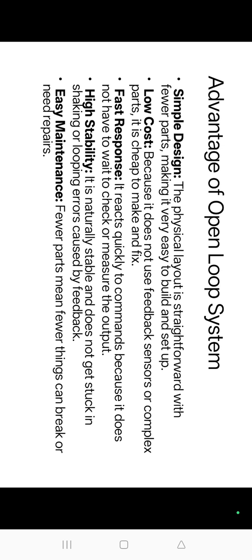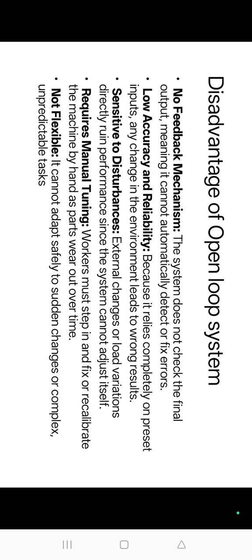Fast response. It reacts quickly to commands because it does not have to wait to check or measure the output. High stability. It is naturally stable and does not get stuck in shaking or looping errors caused by feedback. Easy maintenance. Fewer parts mean fewer things can break or need repairs. Disadvantage of open loop system: no feedback mechanism.